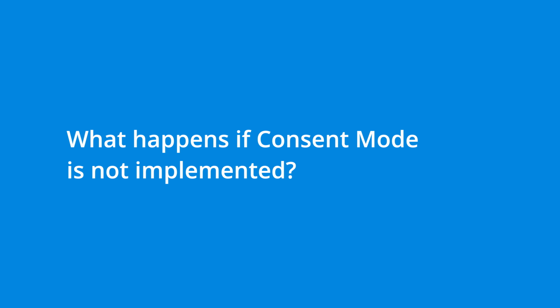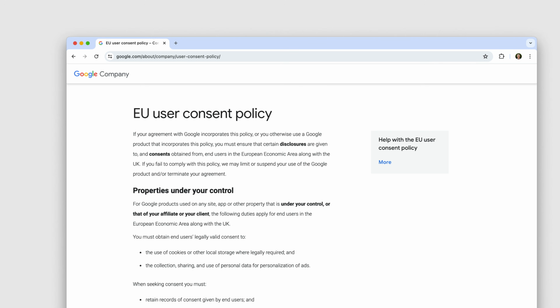The next question is, what happens if Consent Mode isn't implemented? If you're not collecting any data from people located in Europe, currently nothing changes. However, if you want to run remarketing campaigns in Google Ads and you haven't implemented Consent Mode, then people located in Europe won't be added to your audience lists.